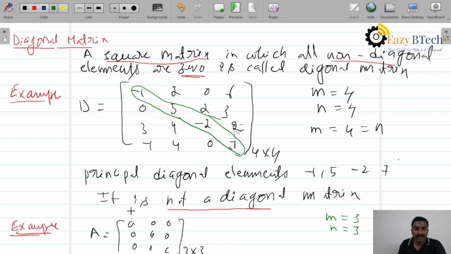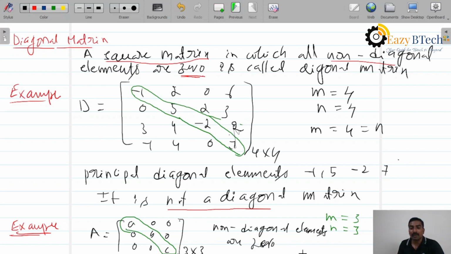So if it is a square matrix, it has a principal diagonal. What is the principal diagonal here? A, B, C is the principal diagonal: first row first element, second row second element, and third row third element. All elements other than the principal diagonal are 0. Here all non-diagonal elements are 0. Therefore, it is a diagonal matrix.